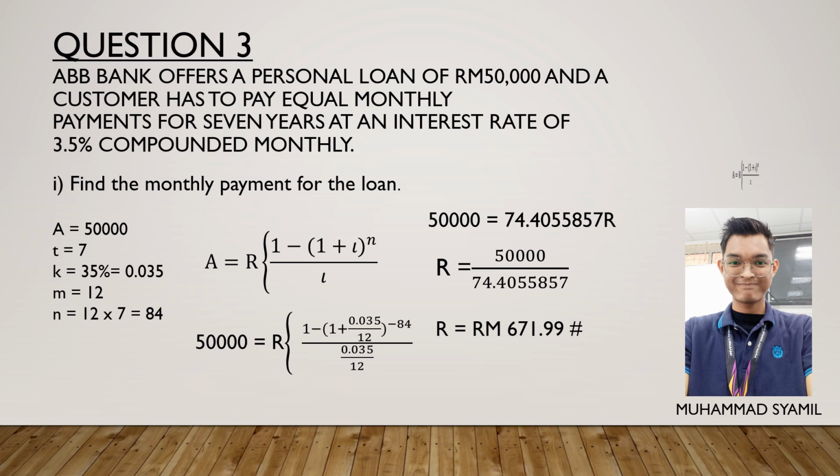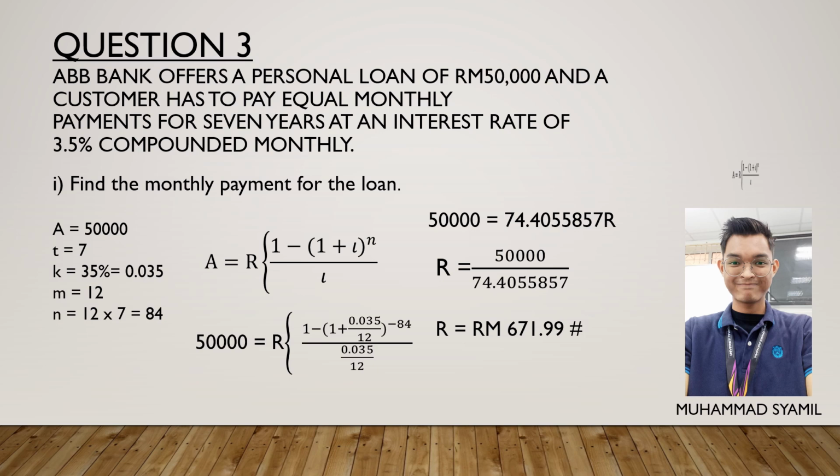Now we have our A, which is 50,000 ringgit, the terms are 7 years, our I, which we also can use K over M, whereas our K is 0.035, converted from 3.5%, and the M is 12, as stated in compounded monthly. Finally, our N is 84 from M multiplied with terms. Our first question started with finding the monthly payment for the loan.